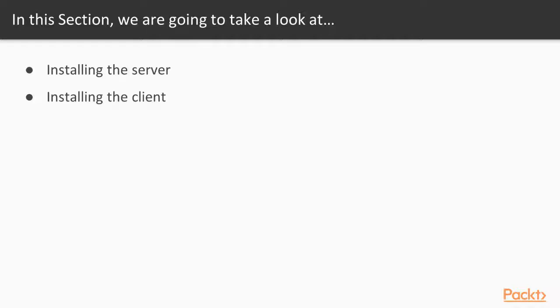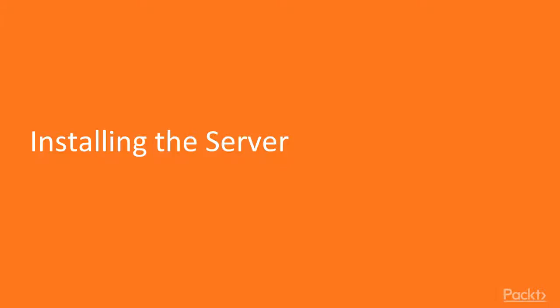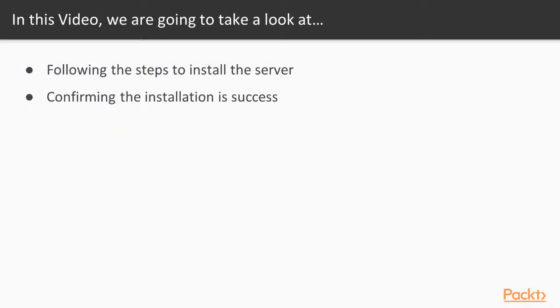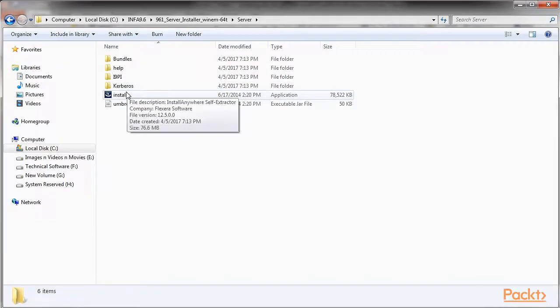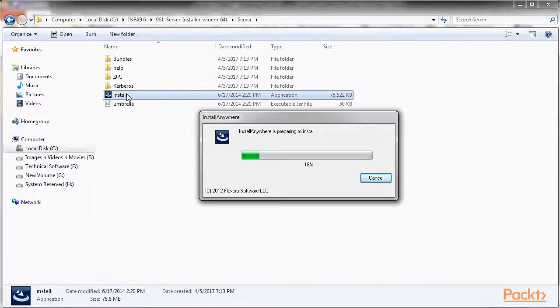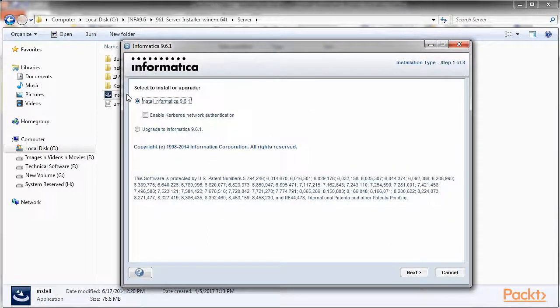We learned to successfully extract the files from the downloaded software. We'll now start with the installation of the server. It's always recommended to install the server software first, then the client. To locate the installable file, browse the folder as you can see in the video. Double-click the executable file name, Install, to kickstart the installation process. From there, you'll see the installation progress.